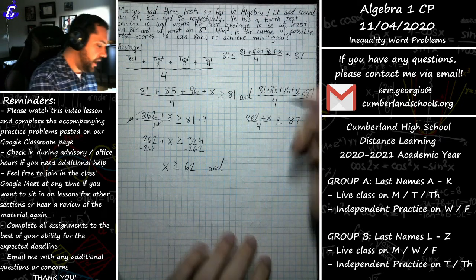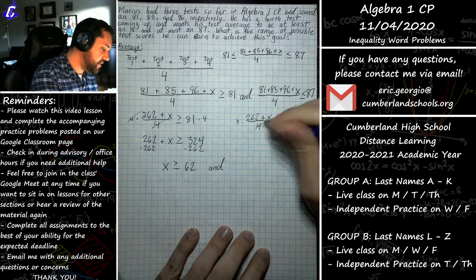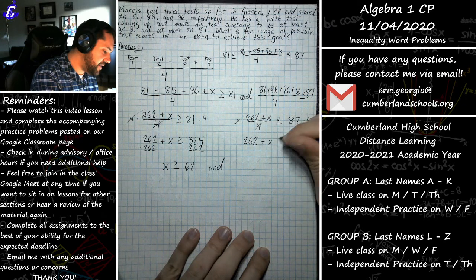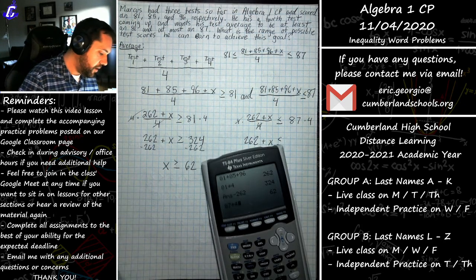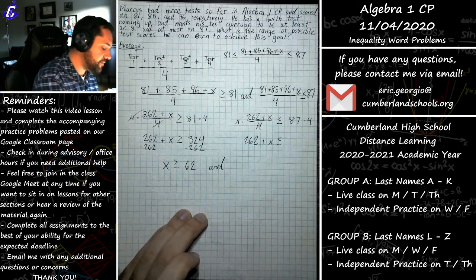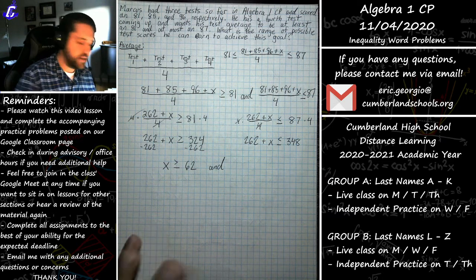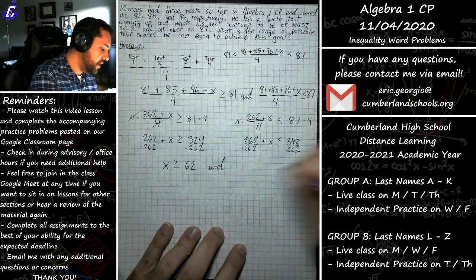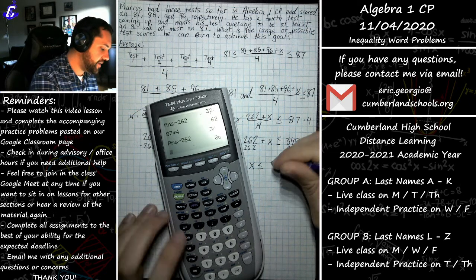Anyway, here we go. We get rid of this big division by 4 by multiplying by 4 on both sides. We get 262 plus x is less than or equal to 87 times 4. 87 times 4, we get 348. Like so. One more step again, we're going to subtract that 262, and we get that x is less than or equal to 86.